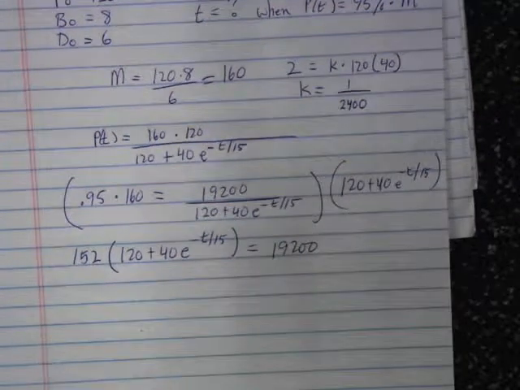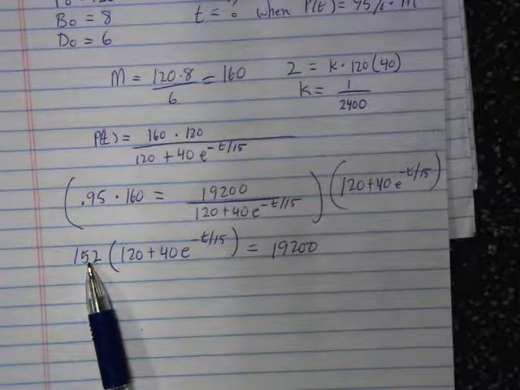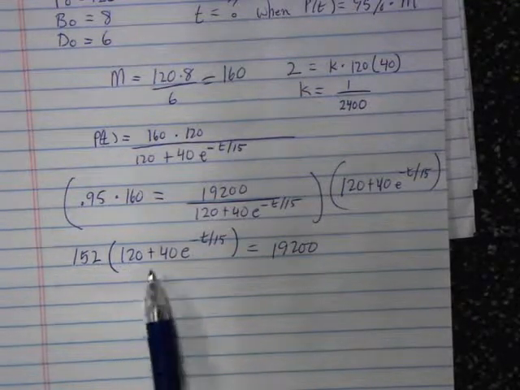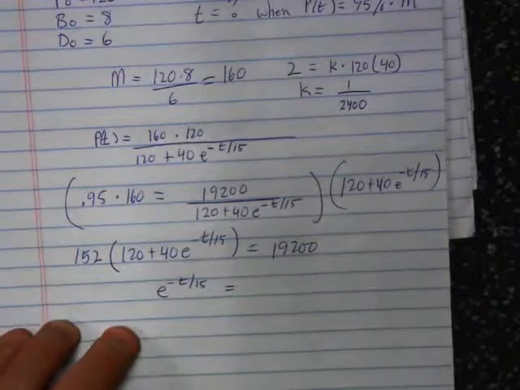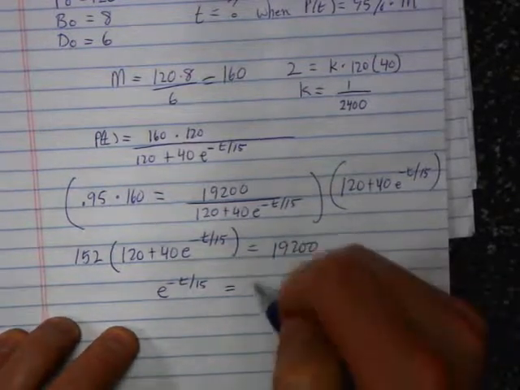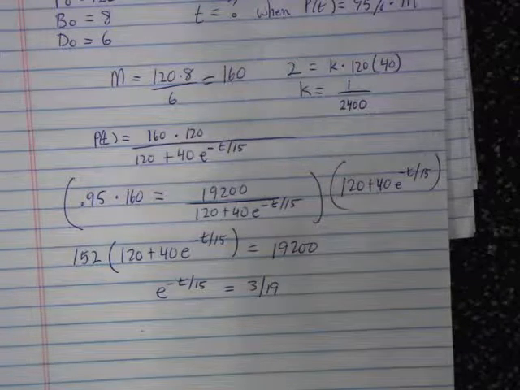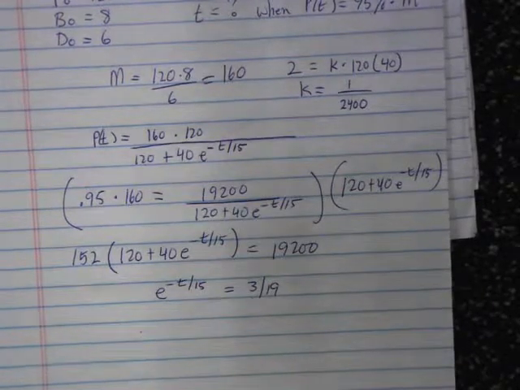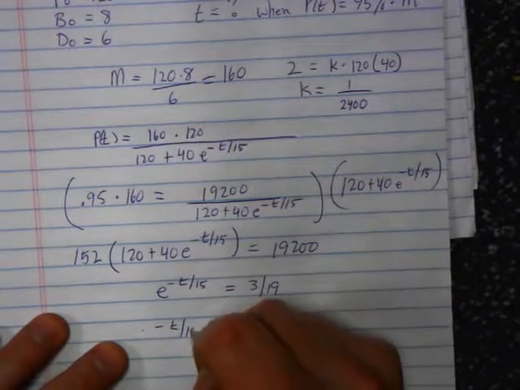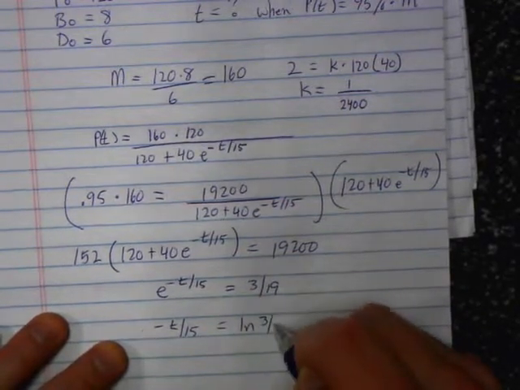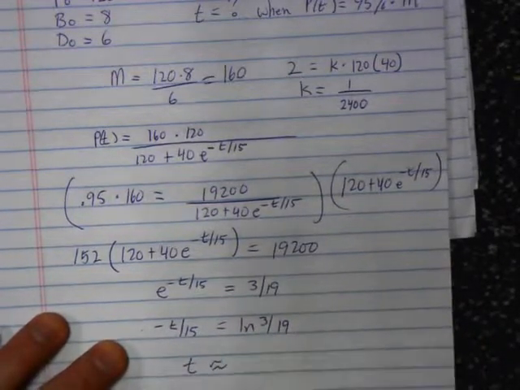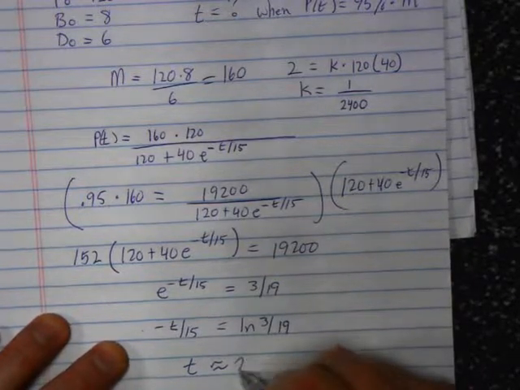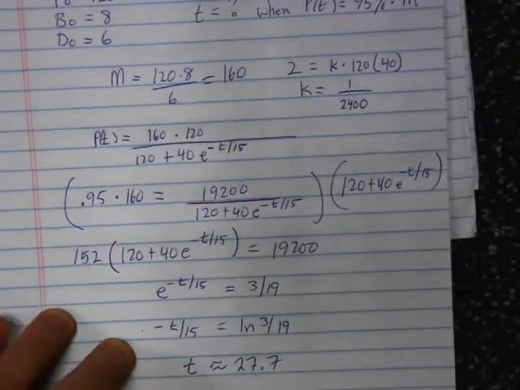All right, then I'm going to do a bunch of steps at once. What would my steps be? Divide by 152, subtract 120, divide by 40. All right, so when you do all that, e to the minus t over 15 is 3/19, is what I got. And then I can use the natural logarithm, so negative t over 15 is ln of 3/19. Multiply both sides by negative 15, I got t is approximately 27.7.